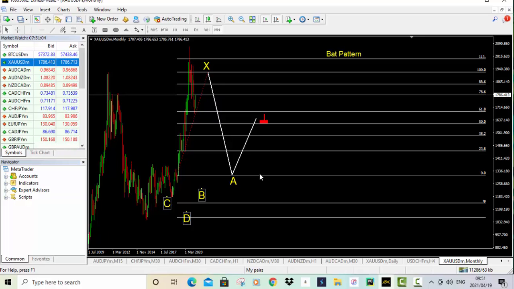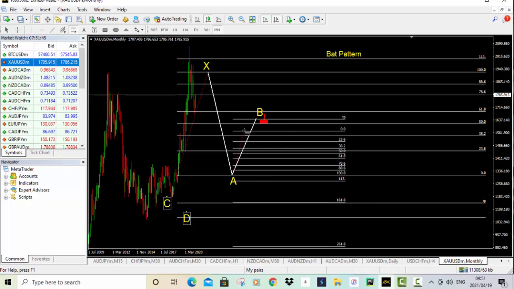Now the next step, now that we've identified our X to A and our A to B, is to identify our B leg to our C leg. In order for us to do that, you're going to have to measure again from your A leg to your B leg. Guys, to make your life easier, always keep these fibs on. The X to A leg, always keep them on. No need to remove them, unless you are starting out and you're still getting confused. So what you want to do now is take fibs again, then measure from A to B.